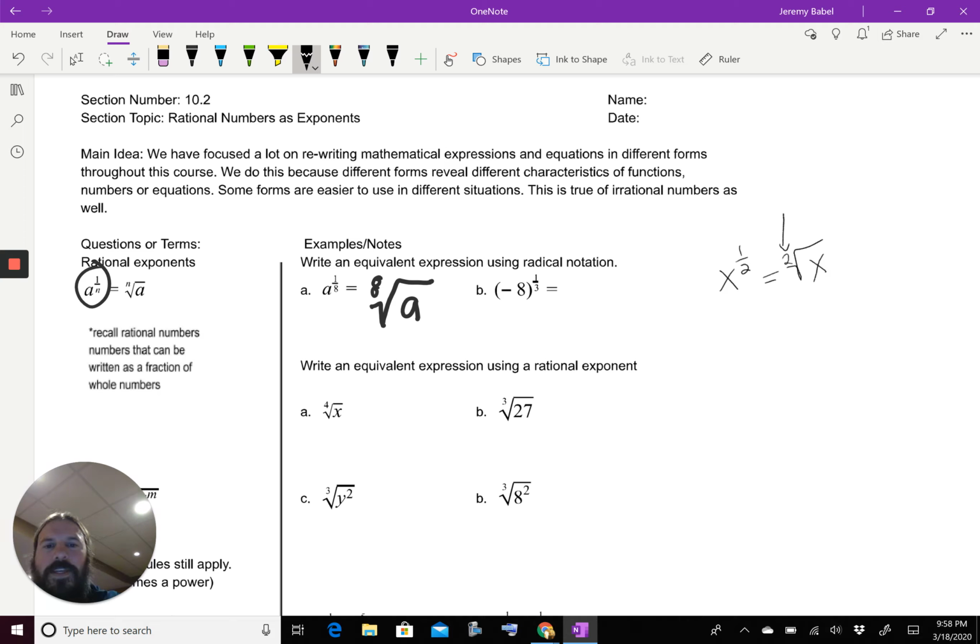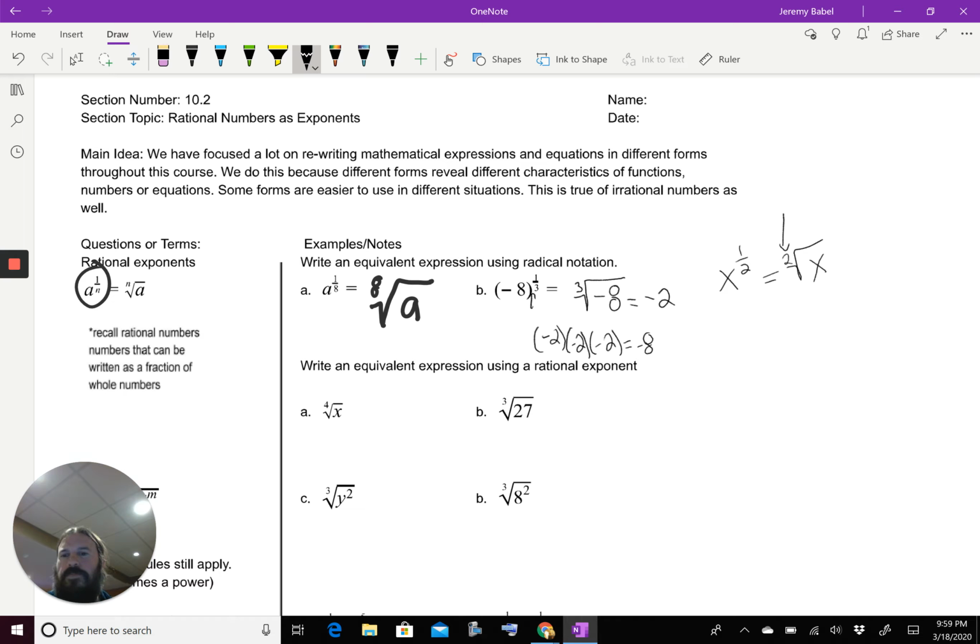All right, so the next one here, b, is the -8 raised to the 1/3 power. So we look at the denominator, and it tells us the little number that we're going to put as our root there, so that's 3. The 3rd root of -8. This one actually could be simplified because -2 times -2 times -2 does equal -8. So this would equal, well, just -2 as our final answer.